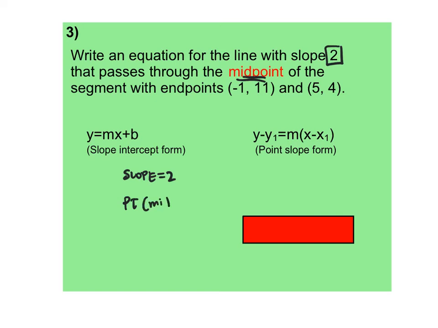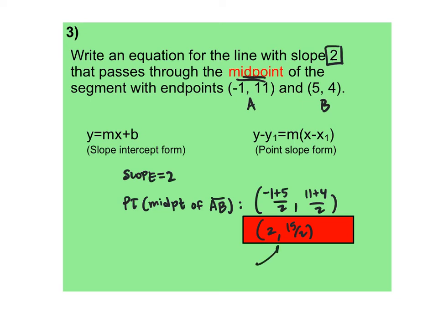So I want my point to be the midpoint of, let's call this AB. Okay, so I'm going to call this point A and this point B. So I've got to find the midpoint of AB. Let's take the x values. Remember, midpoint is add the x's, divide by 2, add the y's, divide by 2. So it looks like my midpoint would be 4/2, which is 2, and 15/2, which is the same as 7.5.